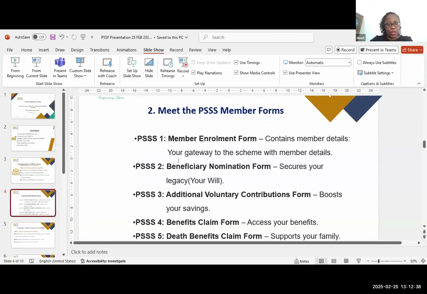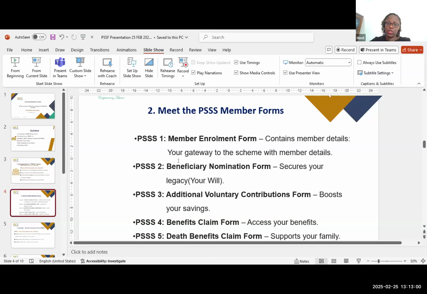What are these forms that we are going on and on about? We have 5 forms currently, which we have reviewed and made easy for the members to fill. The first form is the PSS1, which is the member enrollment form. This form contains the member details. It contains your name. We know you, we know your name, we know your employer, but we would like you to take ownership of this information.